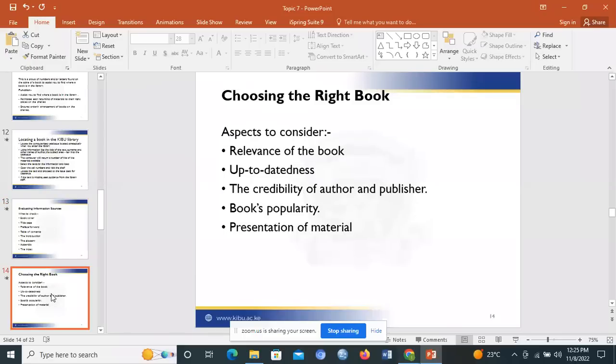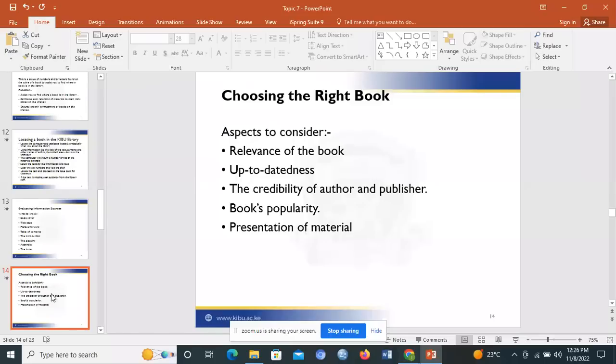And once you get the book, again, you need to consider how relevant the book is to the area you are seeking to understand, because books are written addressing different subjects. So is it relevant to the area? How up to date is it? You want material that has very current information. You don't want to read material that was published way back in the 60s.